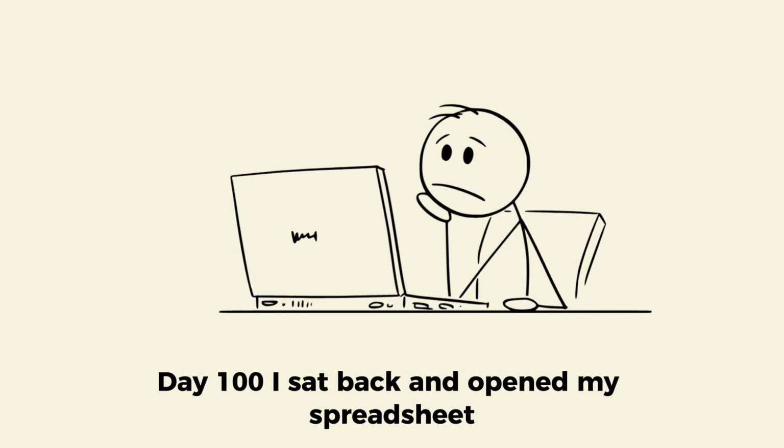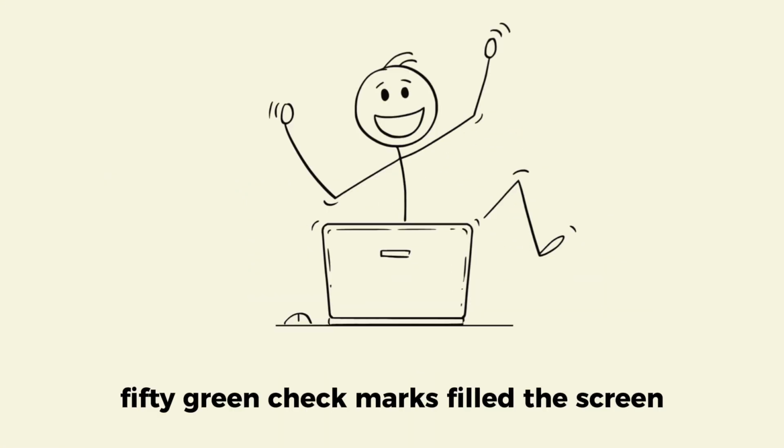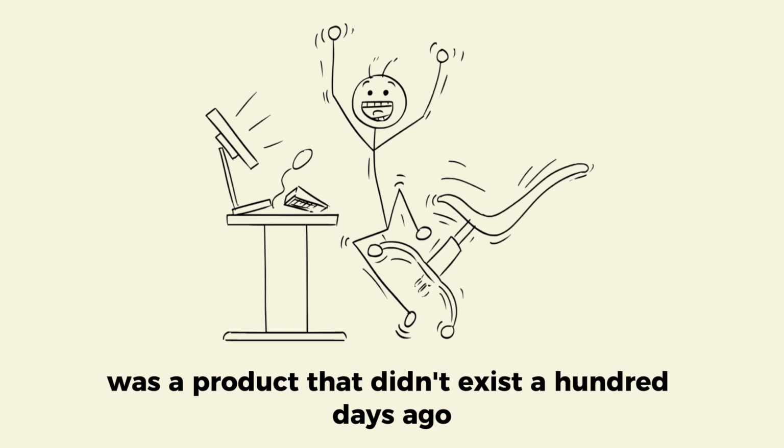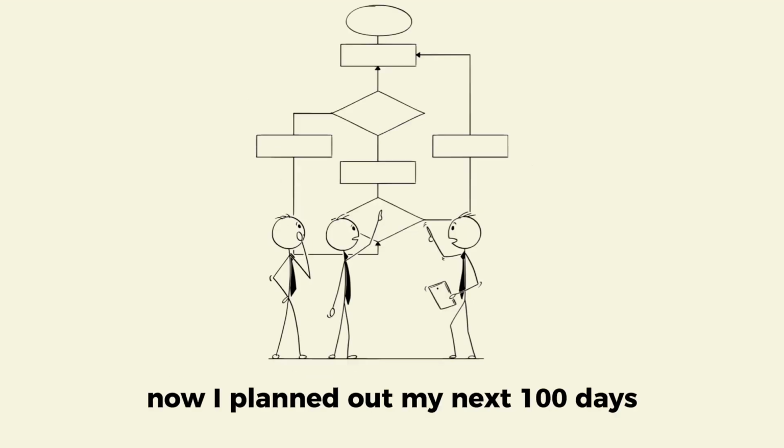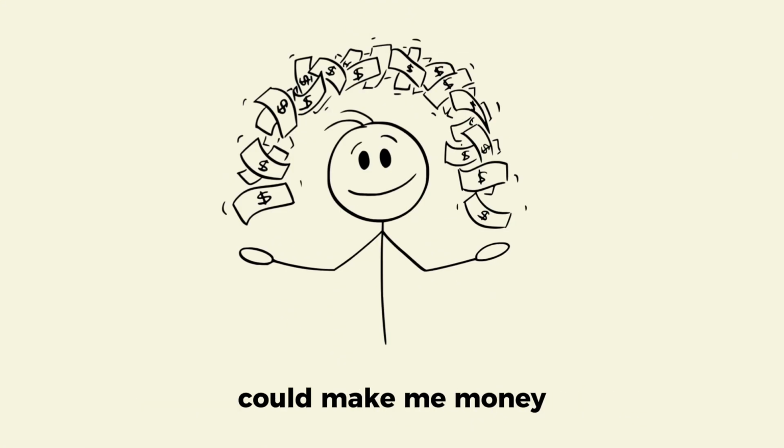Day 100. I sat back and opened my spreadsheet. 50 green check marks filled the screen. Under each one was a product that didn't exist 100 days ago. Now, I planned out my next 100 days to see which of these digital products could make me money.